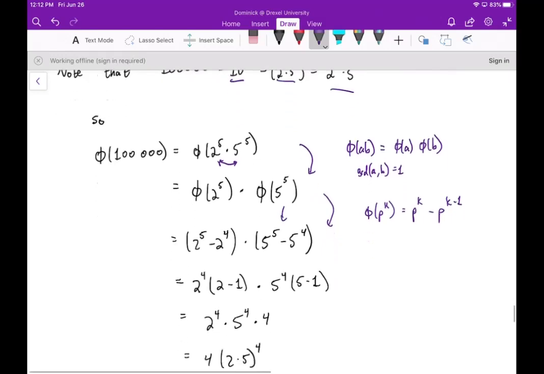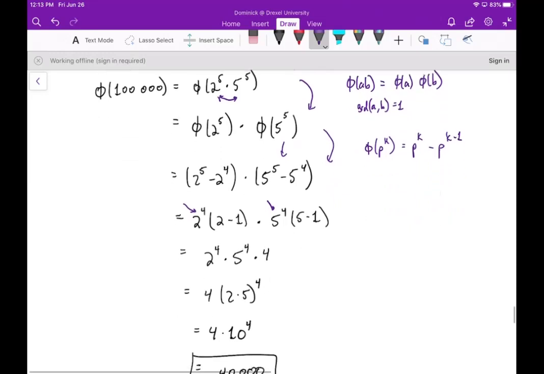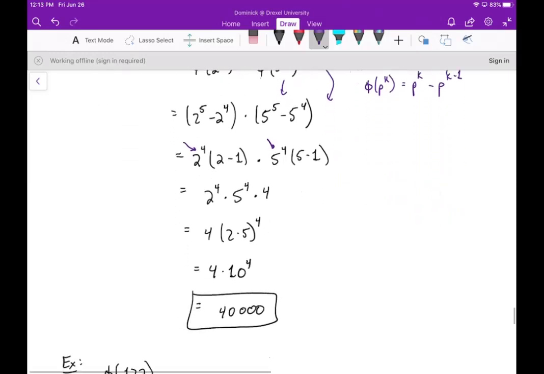So if we do some algebra, we'll be able to factor out a 2 to the 4th, and we'll be left with a 1 because we'll have 2 minus 1. And then a 5 to the 4th times a 5 minus 1, so times 4. So then if we multiply all this stuff and put it back together, we'll get that phi of 100,000 is 40,000. So there are 40,000 numbers that are less than 100,000 that are relatively prime to it.